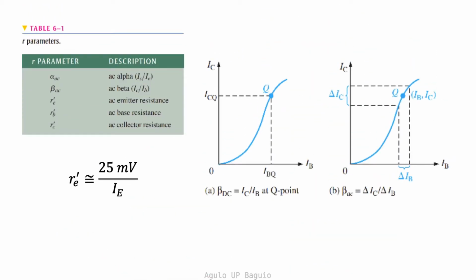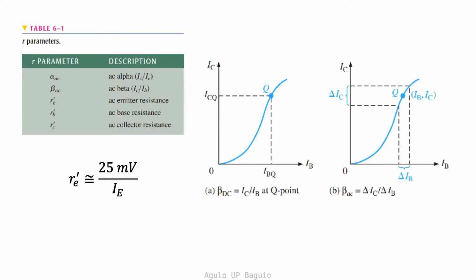The table shows the different parameters used in analyzing transistor amplifier circuits. We already know about DC alpha and DC beta. We have been using DC beta extensively. DC alpha describes the ratio of the DC collector current to the DC emitter current, which is between 0.95 and 0.99. In this table, AC alpha and AC beta are similarly defined as the ratio of the AC collector to the emitter currents and the ratio of the AC collector to base currents, respectively.